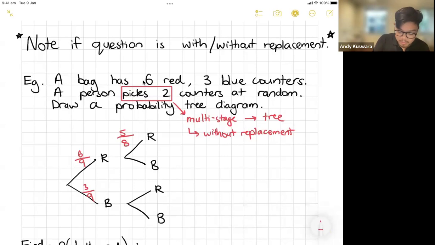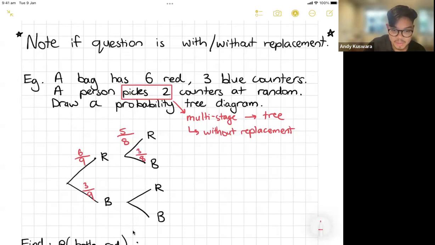Now I haven't picked any blue. And we also remember that this branch here needs to add to a total of 1. So that means there's still 3 blue counters. That makes complete sense to me. 3 out of 8, that's the probability of getting blue. Now the temptation is to copy and paste these numbers and put them down here.